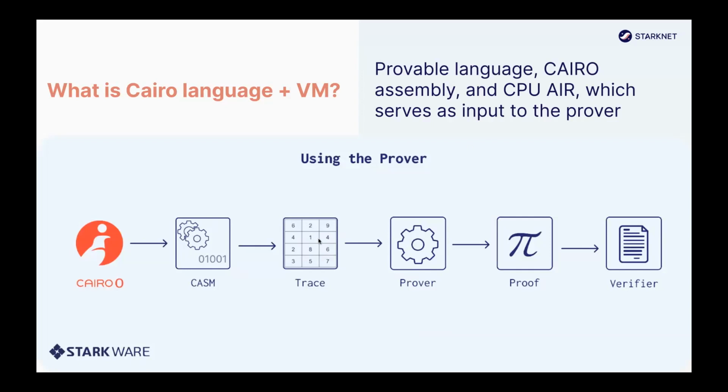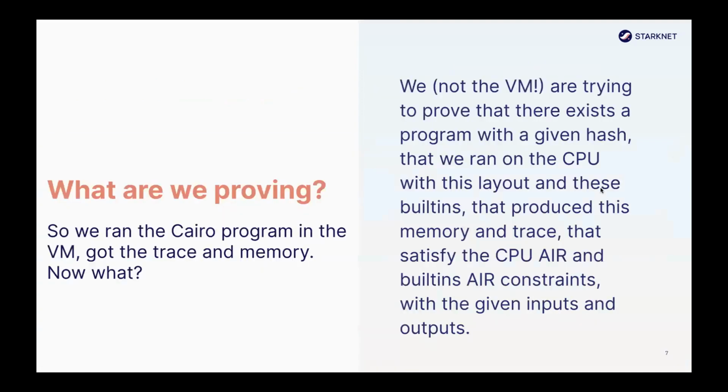So the trace and the memory go to the prover. The main question is, what are we actually proving? The prover, not the VM. The VM did its job. It took the code, it produced the trace and the memory, and passed them on to the prover. So the VM has nothing to do with proving.